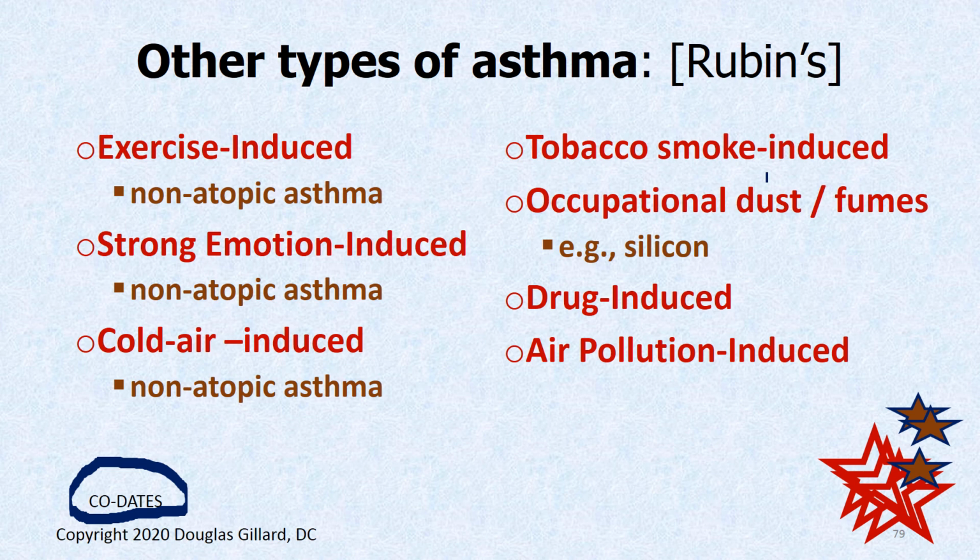Tobacco smoke, that would be an atopic asthma. These are atopic asthmas over here. Occupational dust and fumes like silicon in our area. Drug-induced, air pollution-induced. Those are all atopic asthmas.